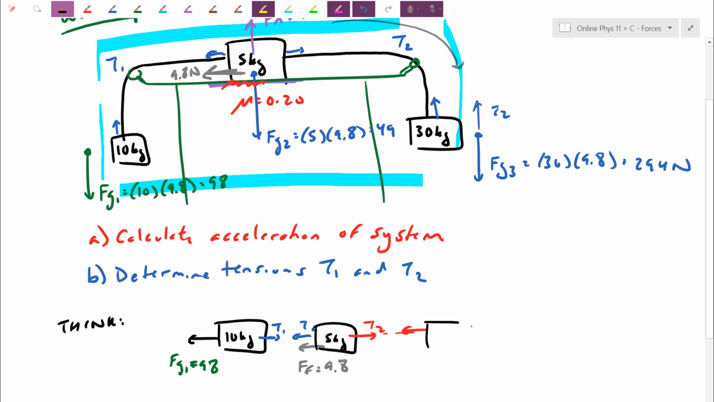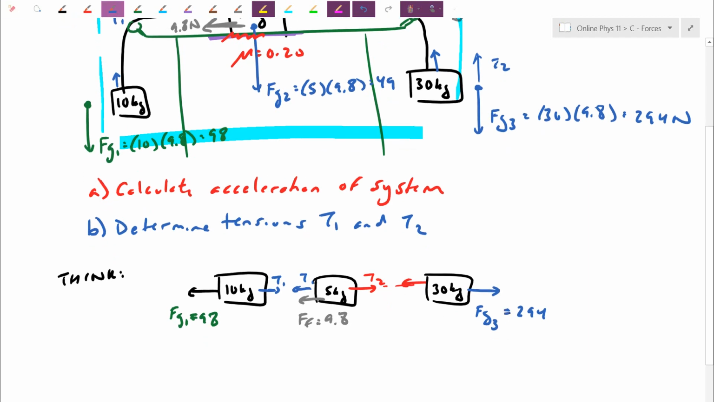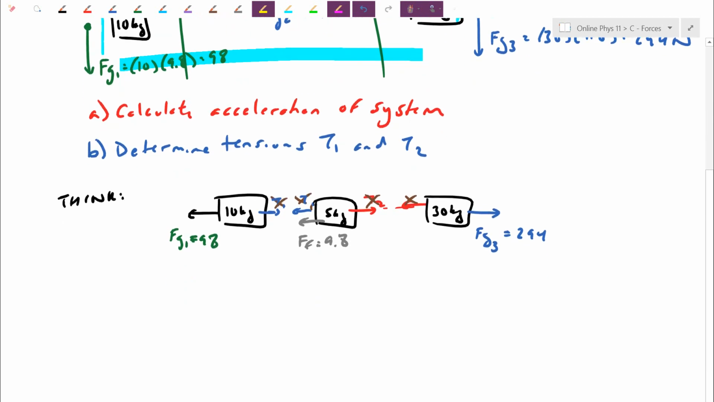So for our mass of 30 kilogram here, the tensions basically cancel out when we look at the entire system, and all we're left with is an FG3, which is trying to pull the whole thing to the right. So because I have the free body diagram, I don't need to worry about positives and negatives. I can see FG3 is trying to pull it to the right. These tensions are equal and opposite. They're going to cancel along T2. The T1s are going to cancel. So all I have here is FG3 that's pulling 294.